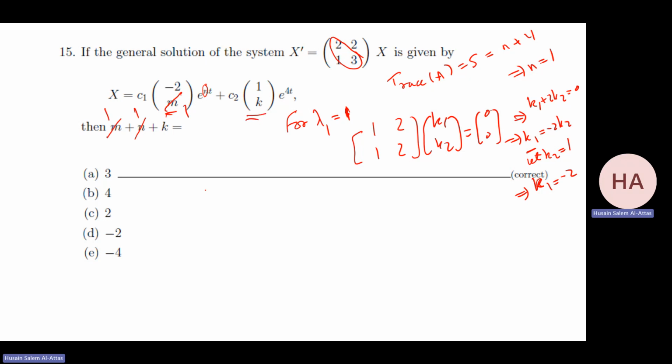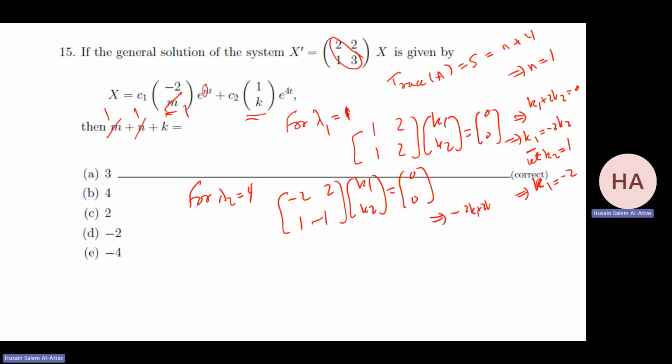Now for this one, lambda 2 equals 4. What I have? (-2, 2; 1, 3 minus 4, which is -1) times (k1, k2) equals (0, 0). So I have minus 2k1 plus 2k2 equals 0, and k1 minus k2 equals 0. Very clear, I have k1 equal k2. So this will be (1, 1). So k equals 1, so the total is 3.